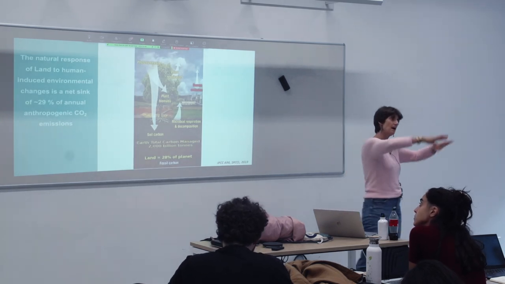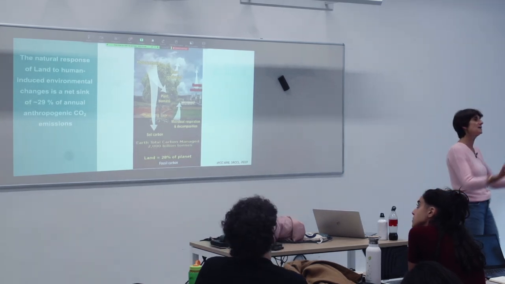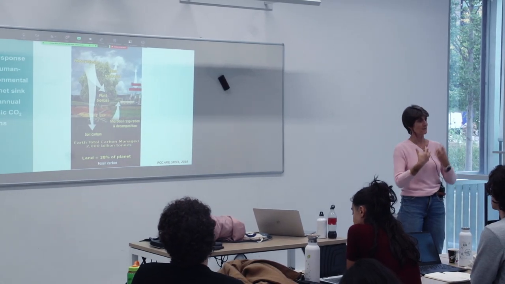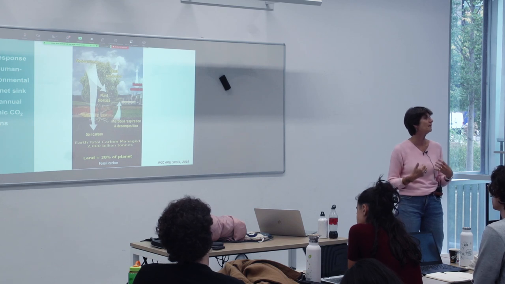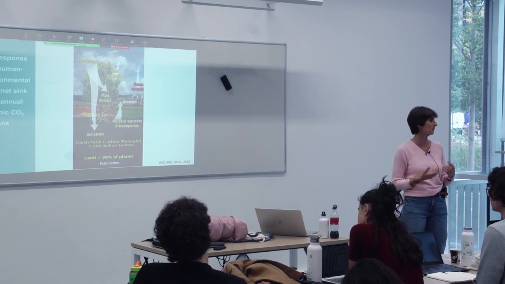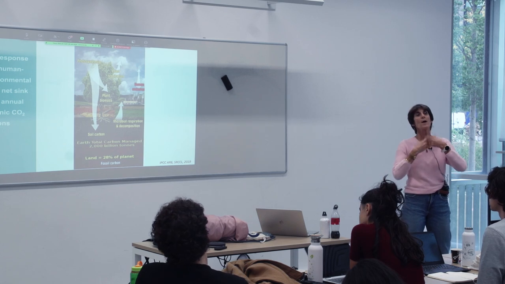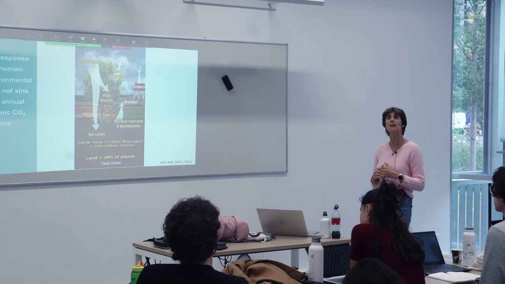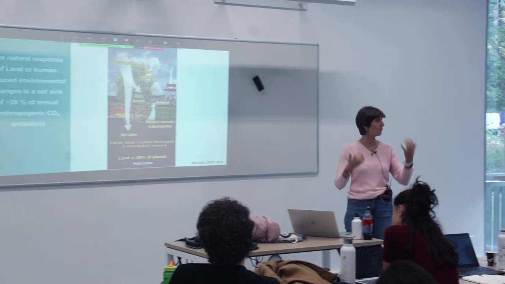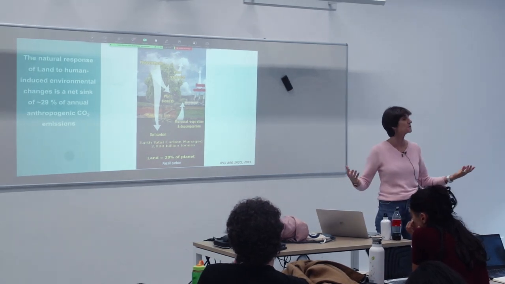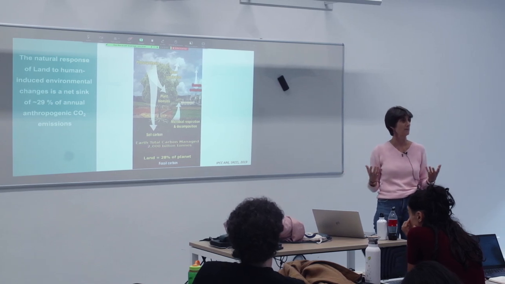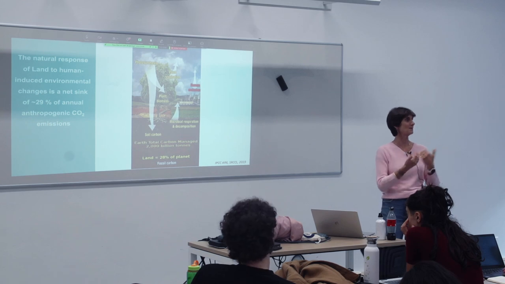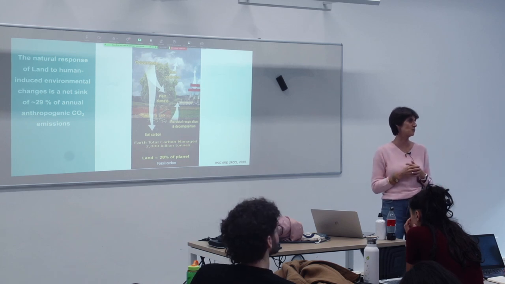But the land as a whole, not just the agricultural activity, is also pumping CO2 from the atmosphere, and it's absorbing 29% of what we emit. So any time we emit 100 molecules of CO2, 29 are taken back by the land for photosynthesis, to increase its growing season, etc. Okay? So the land is already helping us by preventing an excess of CO2 in the atmosphere.